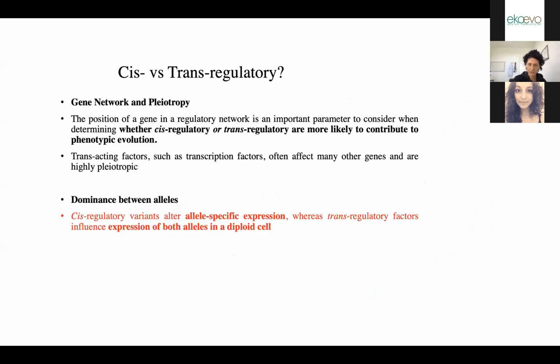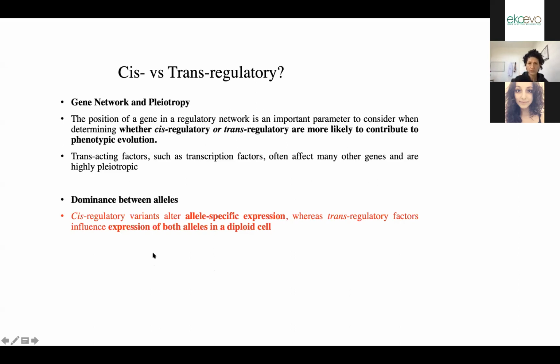When we come to cis or trans-regulatory, which one is more adaptive? Which one is most important? Actually, we cannot say it is the most important; that would not be right. We can discuss here: the position of the gene is important in the gene regulatory network, no matter whether it is cis or trans-regulatory. One of the most important things is the position of the gene, in pleiotropy, meaning how many phenotypes it affects, and also where it sits in the gene regulatory network.